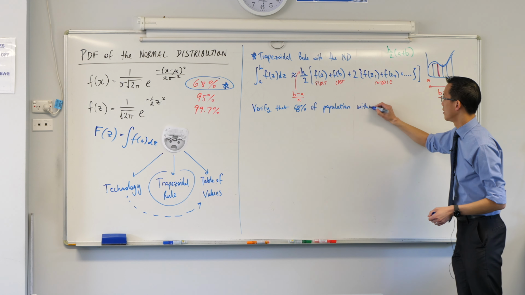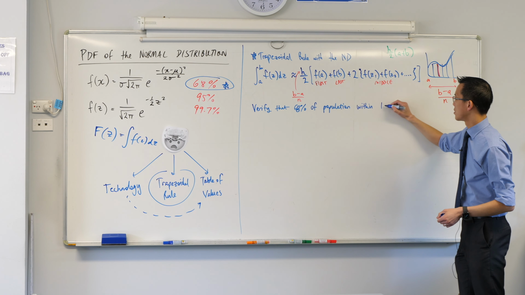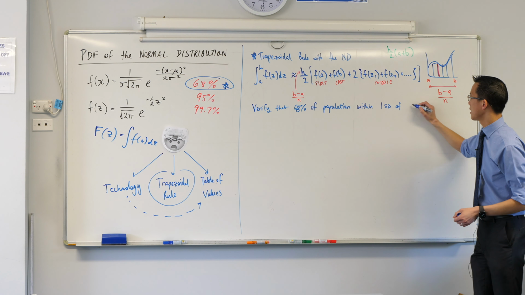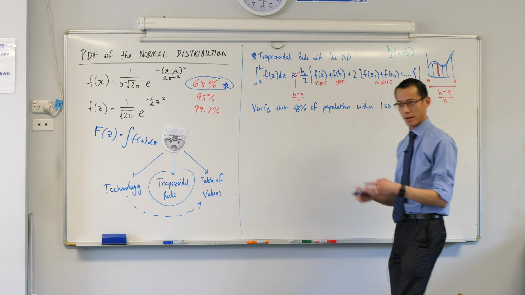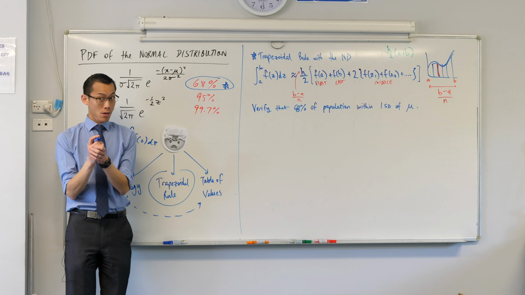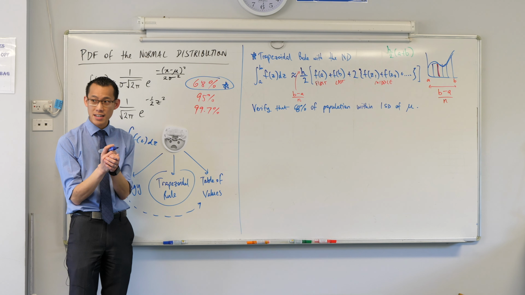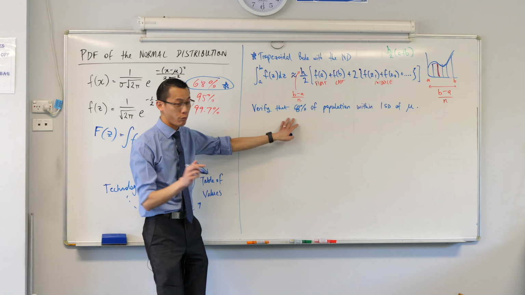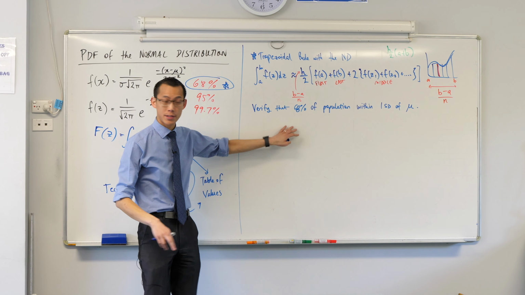Within one standard deviation of the mean. And I'm just going to write mu there because I think we've written this enough that we get the sense that that's why we use that Greek letter. Okay, so what would be the integral that should, if we get it right, give us 68%?